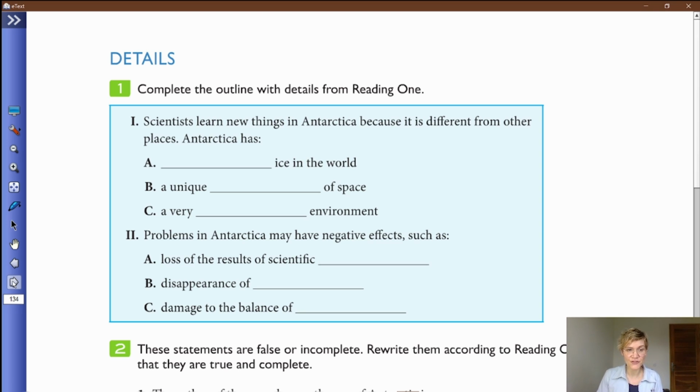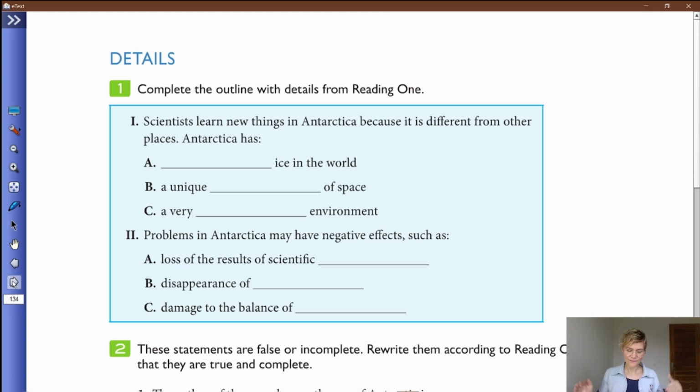So we have the first paragraph and the second. The first one, scientists learn new things in Antarctica because it is different from other places. Antarctica has A, B, C, which are the details. Number 2 is the second main point. Problems in Antarctica may have negative effects such as A, B, C, which are the details. I'd like you to pause your video to complete this, and again, the details you need to find are in the text. Scan through the text and you will find it.